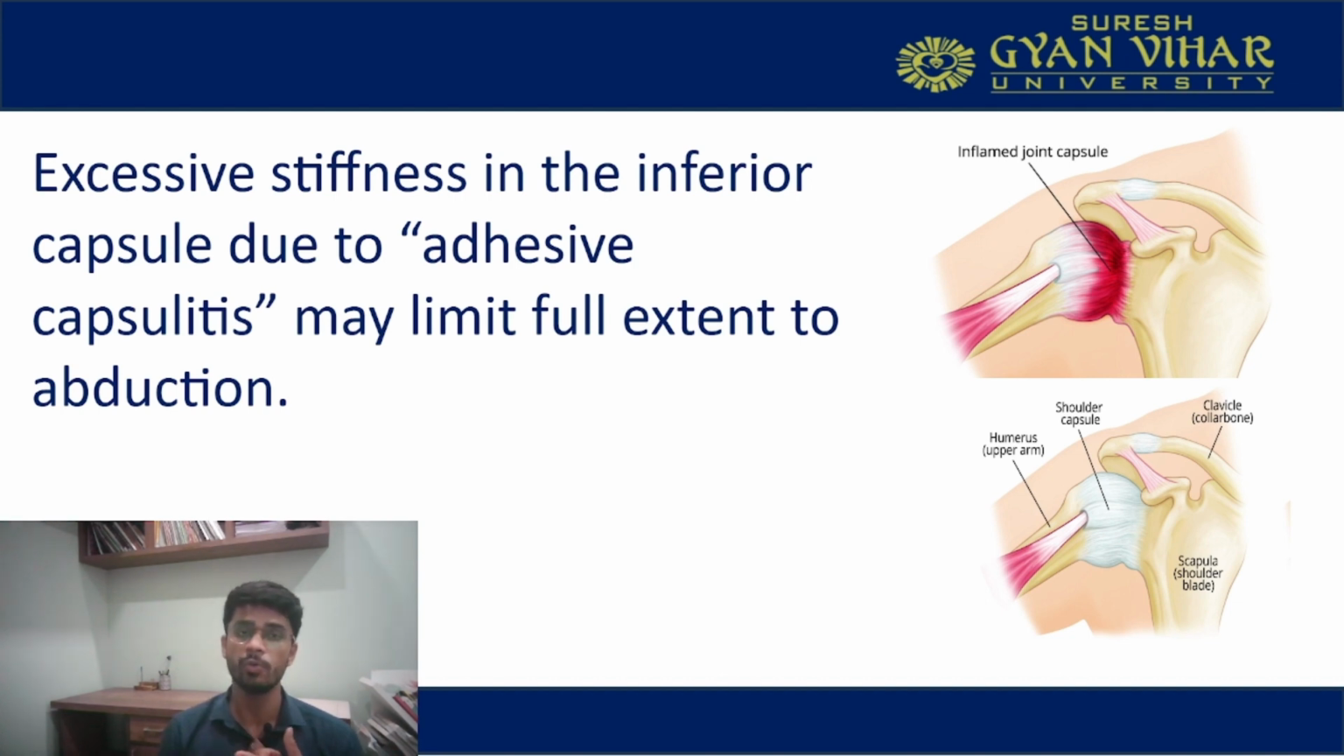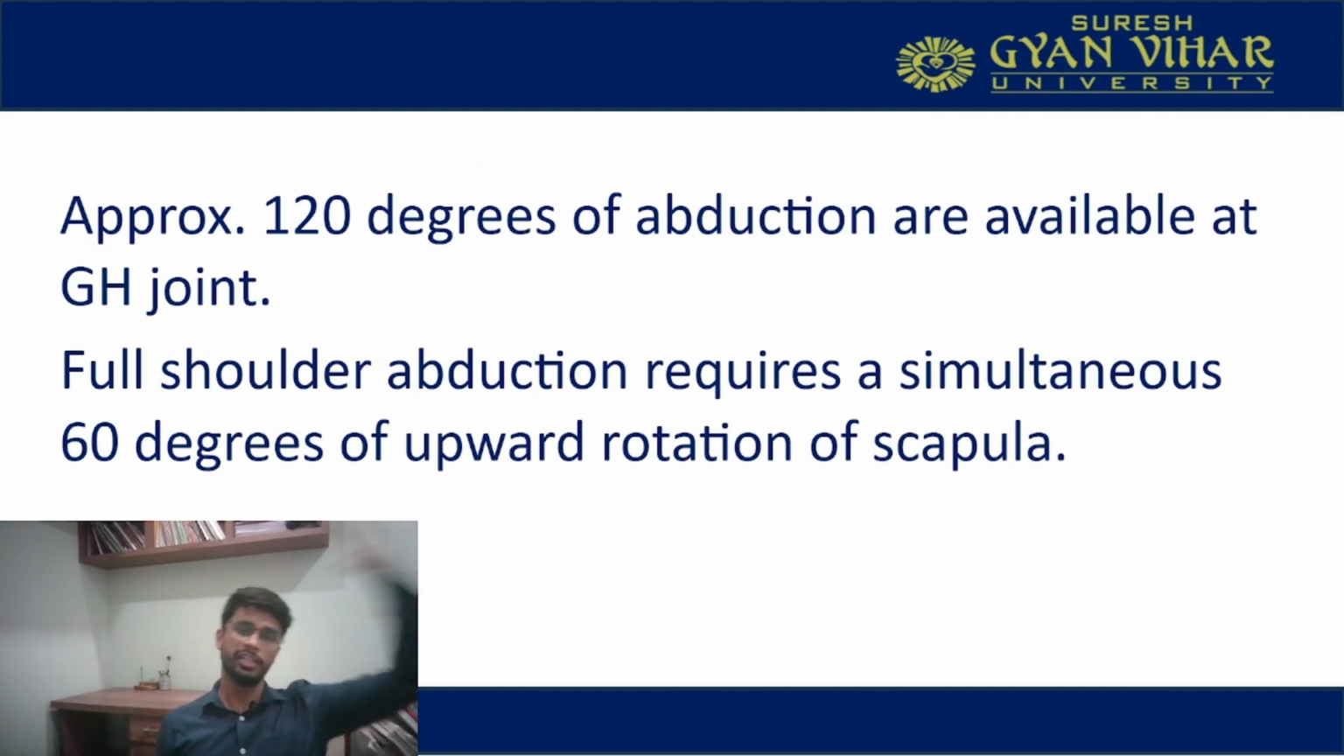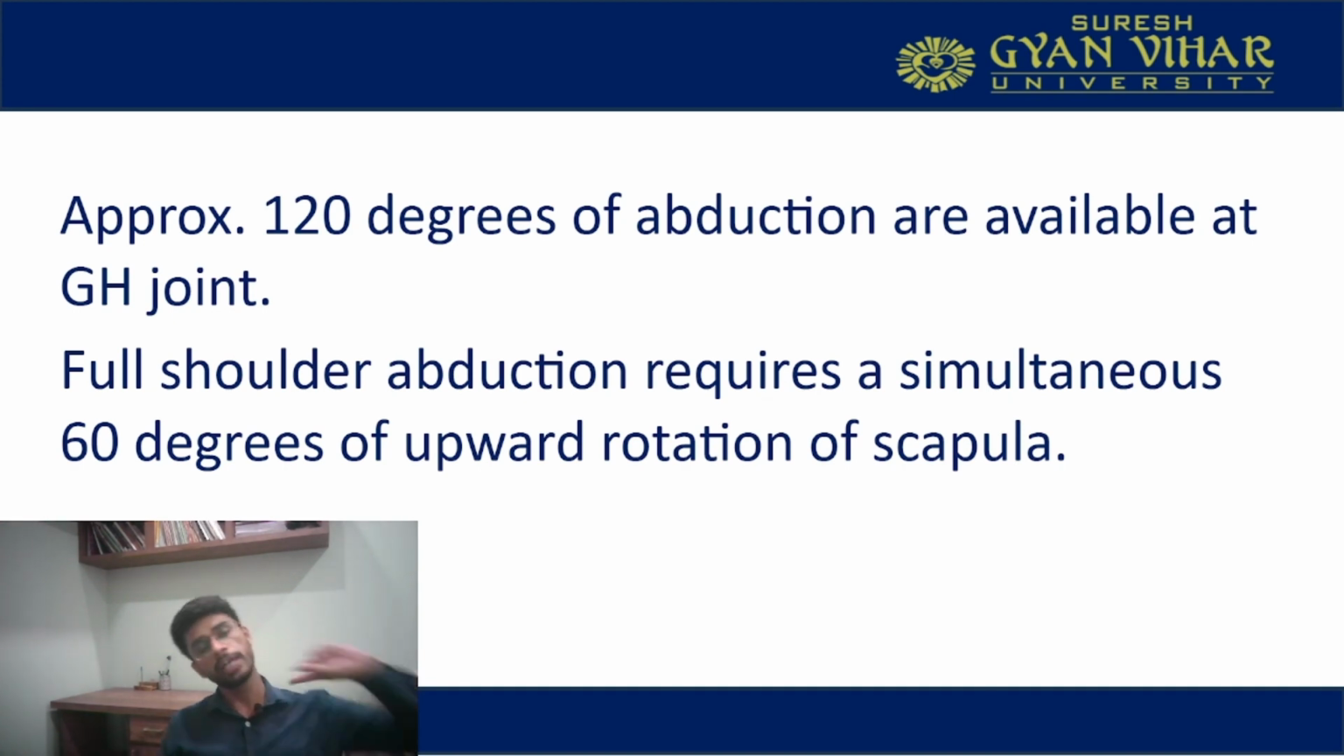So when we see frozen shoulder cases, there will be limitation in the abduction movement. This is occurring because of adhesive capsulitis. Also, we know that the abduction range is 180 degrees, and out of this, only 120 degrees of abduction occurs at the glenohumeral joint, and the remaining 60 degrees occurs at the scapula. So at the glenohumeral joint only 120 degrees abduction is happening, and the rest 60 degrees comes with the help of the scapula.